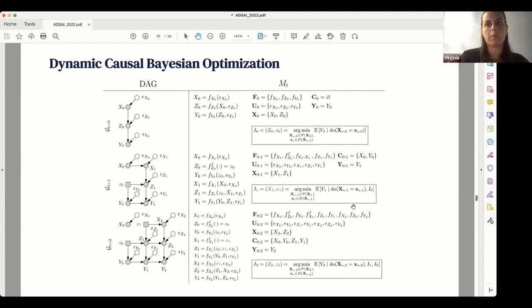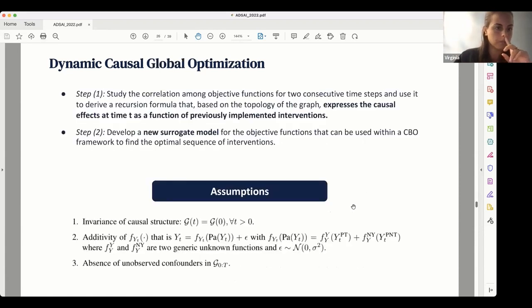So for example, just to make the problem a bit clearer, at the first time step, you're still solving a causal global optimization problem because we don't have interventions implemented in the past. Suppose now that we have found the optimal intervention to be on Z at level 0. Then we set this value and move to the next step. The optimization that we need to perform needs to account for the fact that we have implemented the intervention in the previous time step. And so the graph at time 0 is mutilated to reflect the optimal intervention found. And this goes on in time.